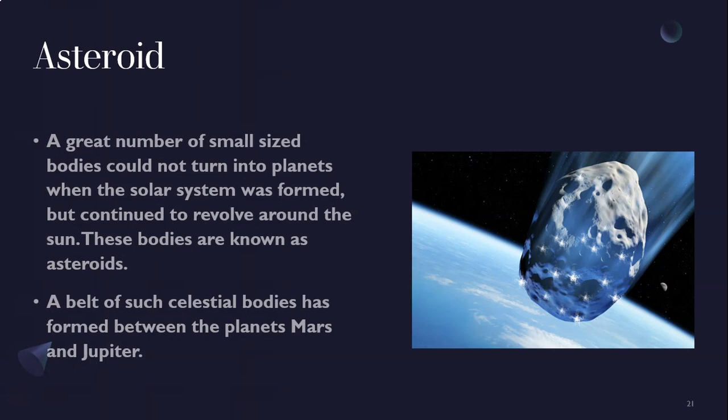Asteroid. A great number of small-sized bodies could not turn into planets when the solar system was formed, but continued to revolve around the sun. These bodies are known as asteroids. A belt means many such bodies spread across. A belt of such celestial bodies has been formed between the planets Mars and Jupiter.